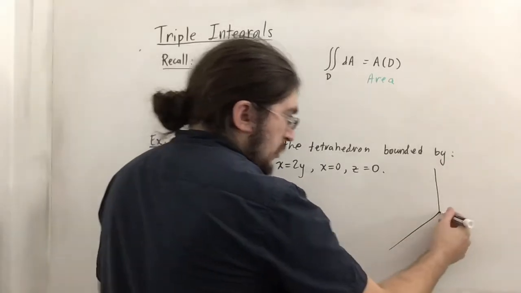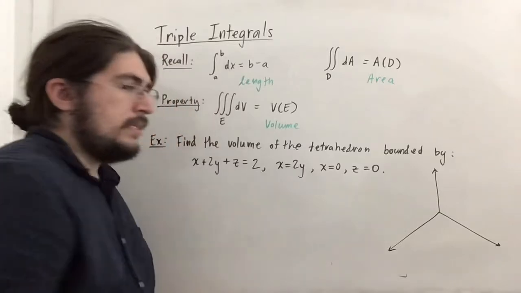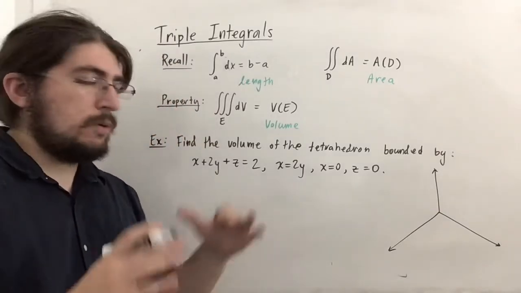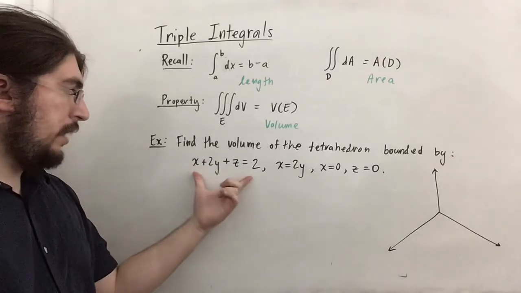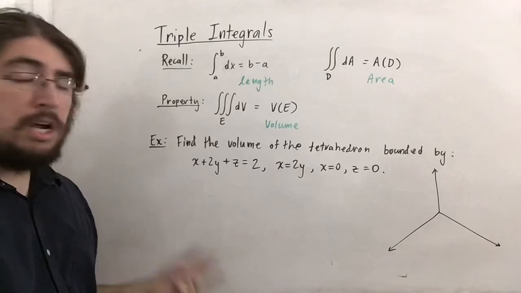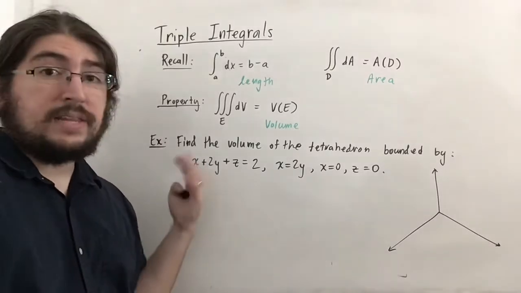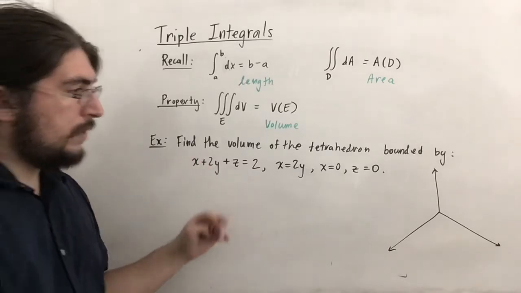Now remember, a tetrahedron is essentially a triangular based pyramid. It's a four-sided object where each side is a triangle. And now we have this plane, x plus 2y plus z is equal to 2. Remember how we graph this plane by finding the intercepts? So if we let two of them equal 0, one at a time, z would be 2.